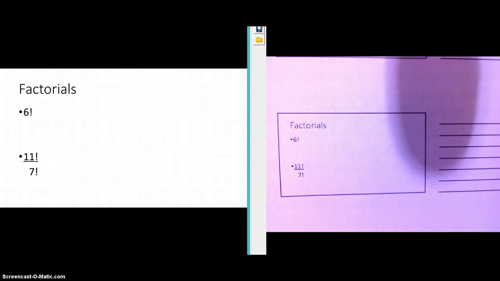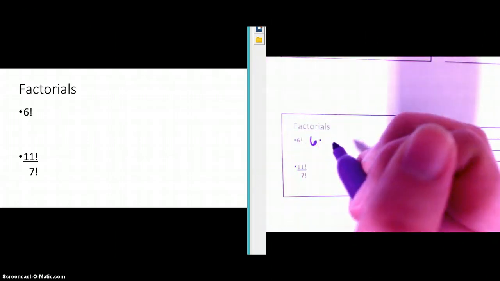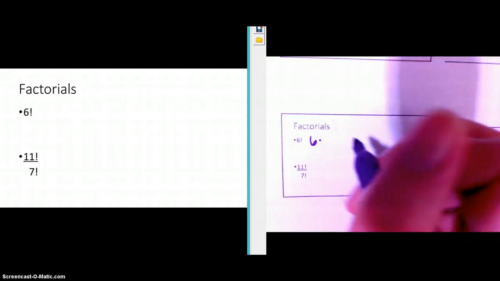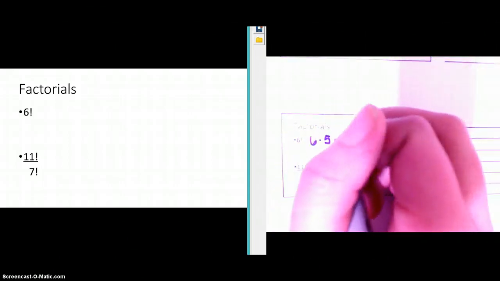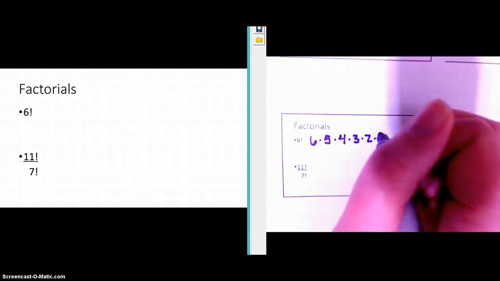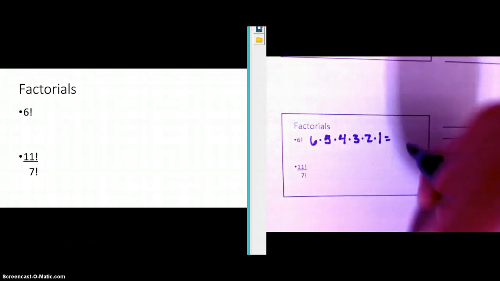For factorials, we simply multiply the original number by every number less than that going down by 1. So for 6 factorial, we'd have 6 times 5 times 4 times 3 times 2 times 1. And when we do that, we get 720.